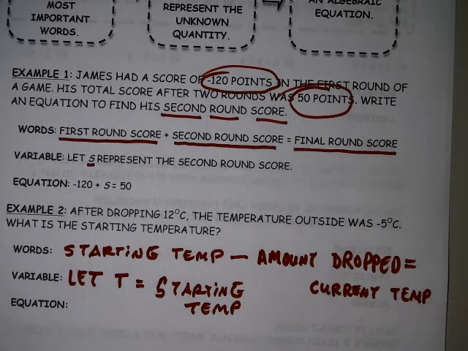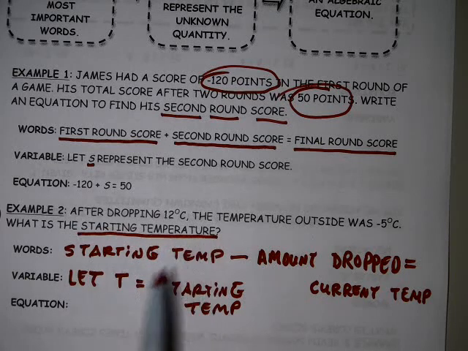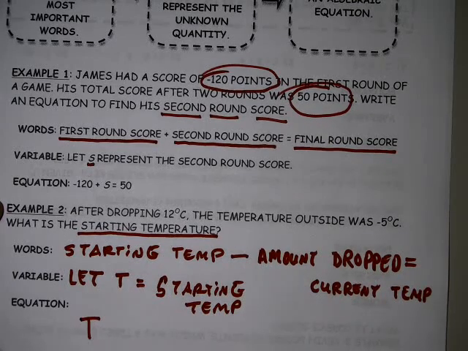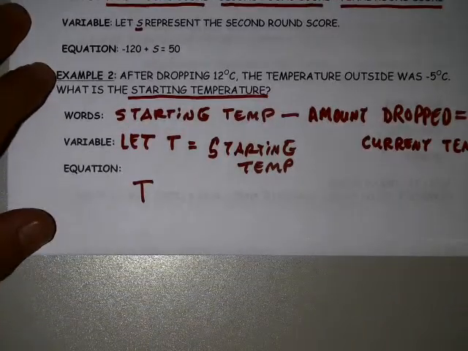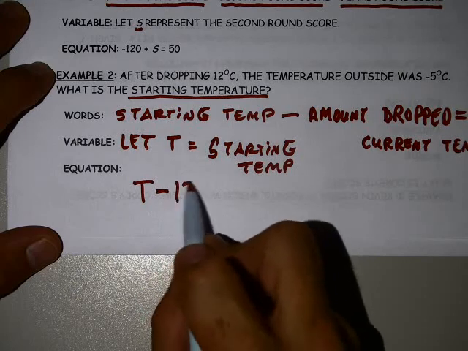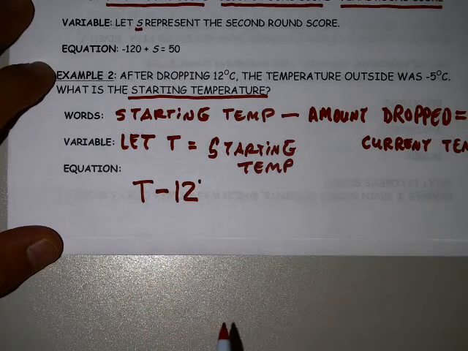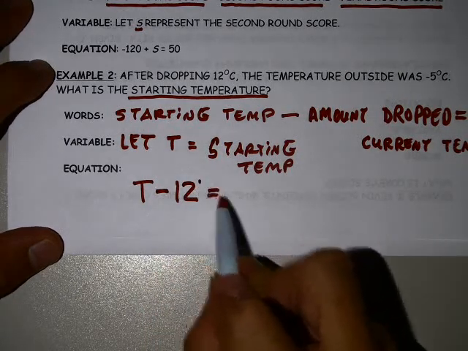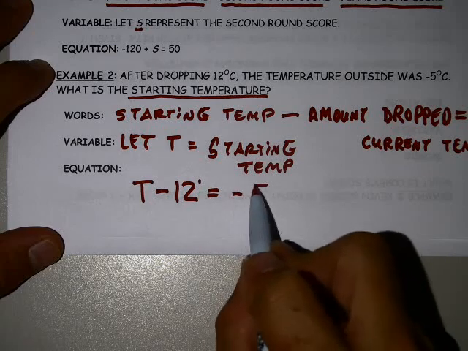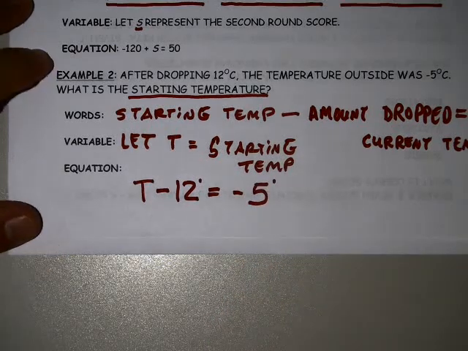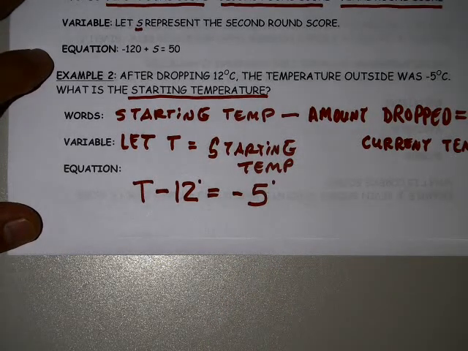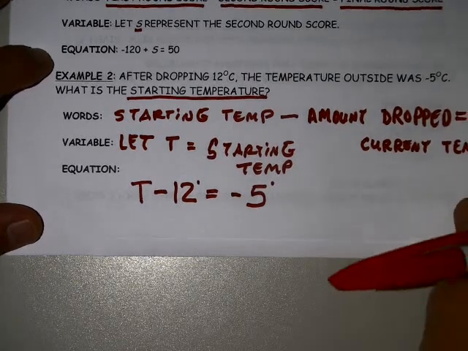Now we're just going to go and fill in our amounts. Starting temperature at the beginning, well, that's what we're trying to find out. What is the starting temperature? We do know that it dropped, so we're going to say T for starting temperature. It dropped 12, and we can put the degree sign if we want to. And that gives us the current temperature, which was -5. So now we have written the equation, and once we did that, we would be able to then go on and solve it.